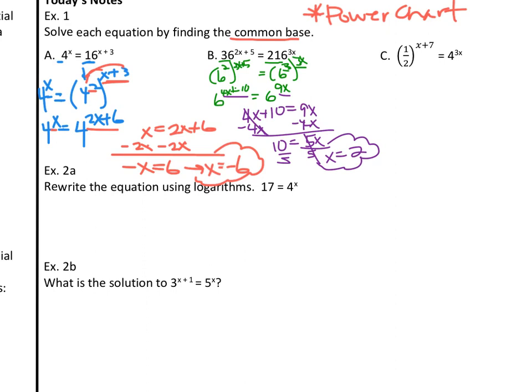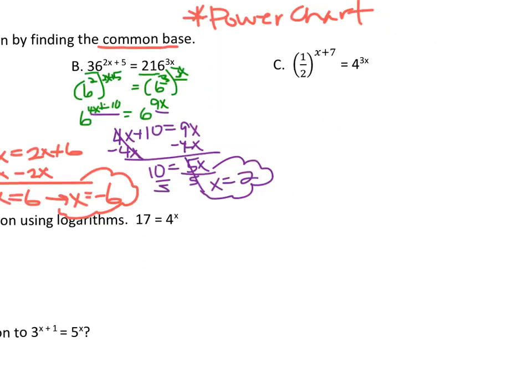Now the last one's even trickier yet. We have 1/2 to the x plus 7 equals 4 to the 3x. Well, I see a base of 1/2 and I see a base of 4. Thinking about how they can compare to each other, 1/2 is the same as 2 to the negative 1 power.